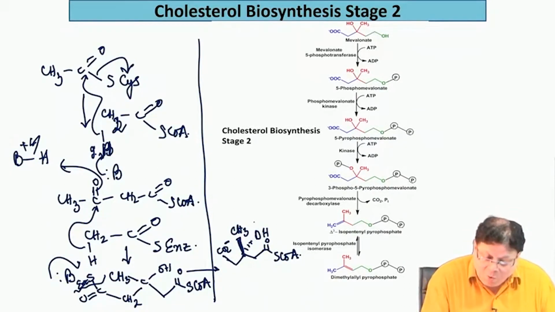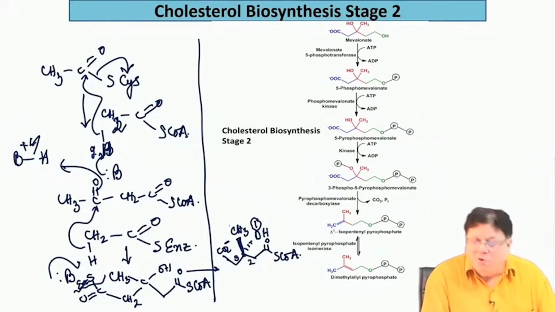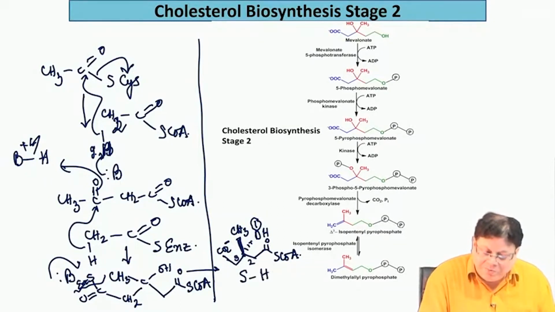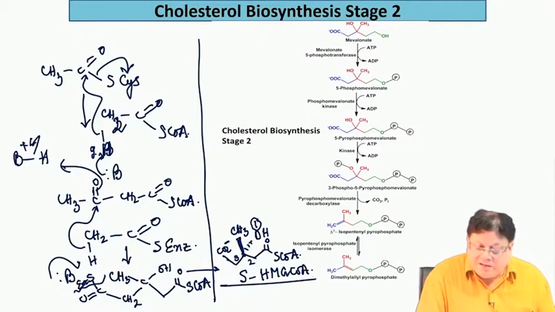Now, if you look at the configuration here for the HMG CoA, what is the configuration? What is your number 1? This one is number 1. What is your number 2? Because it ends up with a sulfur ultimately, COS, here COO. So, this will be your 2 and that will be your 3. So, what you get is 1, 2, 3, but your fourth group is upwards. So, that will be S HMG CoA. Okay.